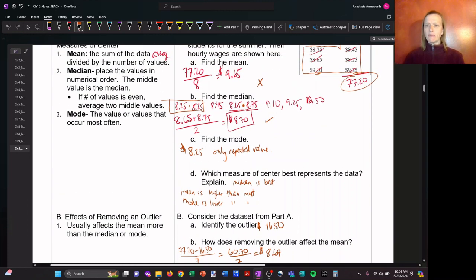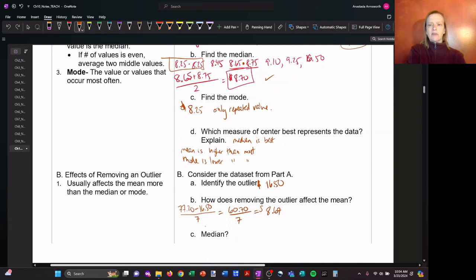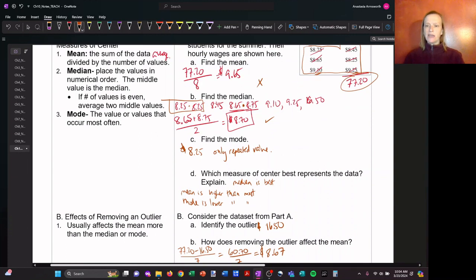And if I compare that to what I had before, sorry, my 7 there doesn't look very much like a 7. If I compare that to the value that I had before, I had $9.65 before, and now I have $8.67. So my mean decreased by 98 cents. Okay. So in this example, by removing this really high outlier, I did decrease my mean by a substantial amount.